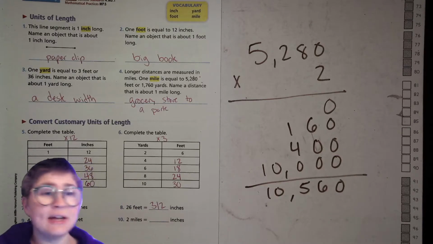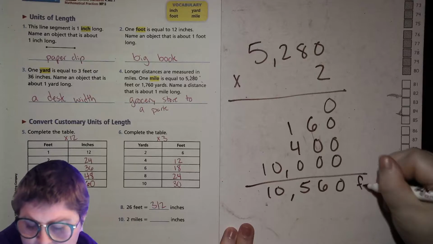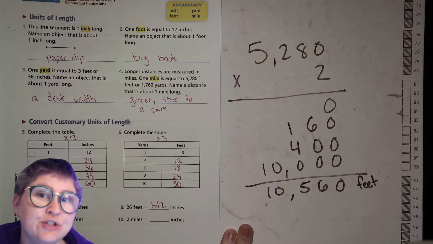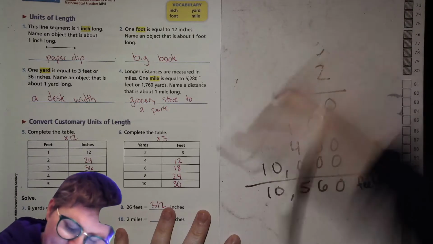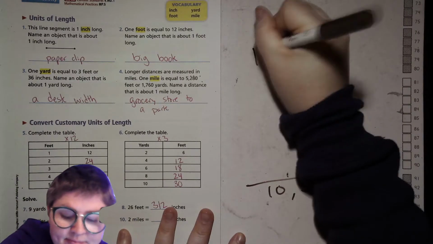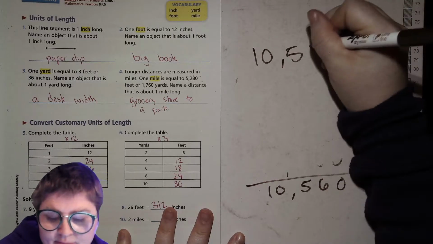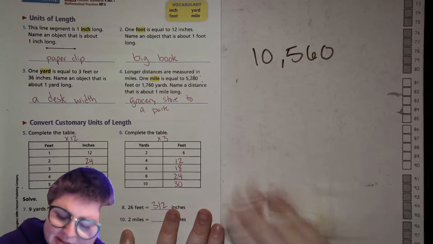Now, are we done yet? No, we're not, because now we have it in feet. How do we get it to inches? We have to multiply that by 12. So I'm going to copy that up here. 10,560. And multiply it by 12.